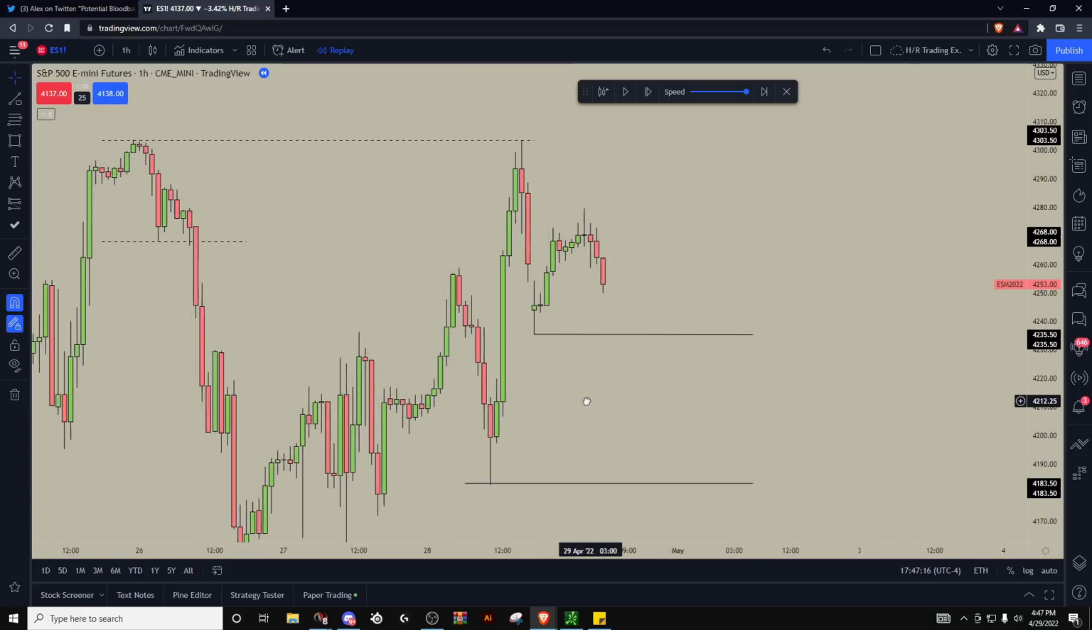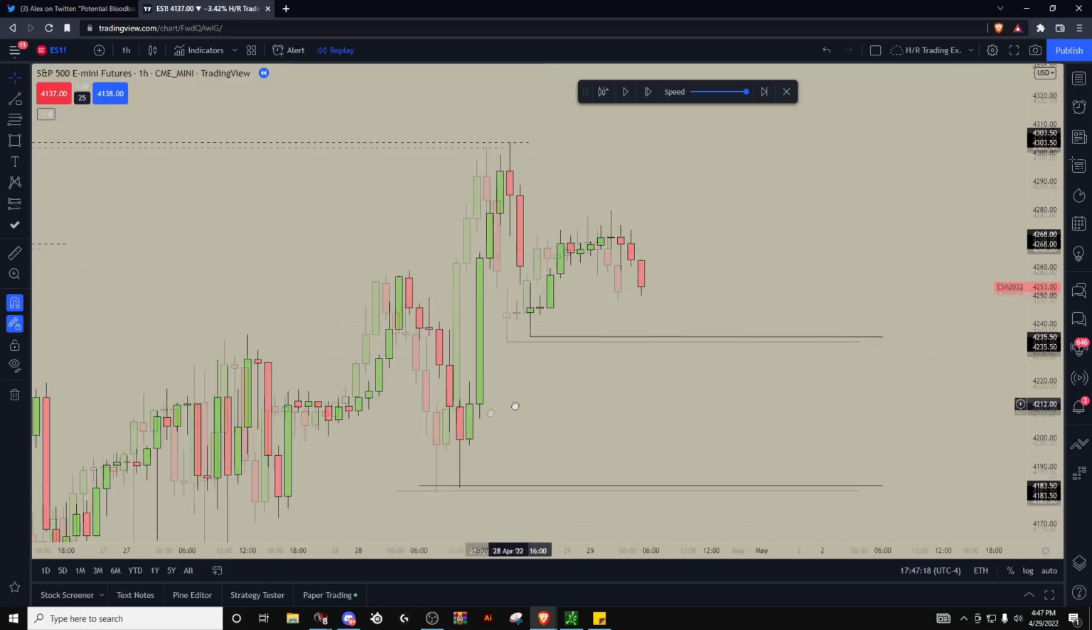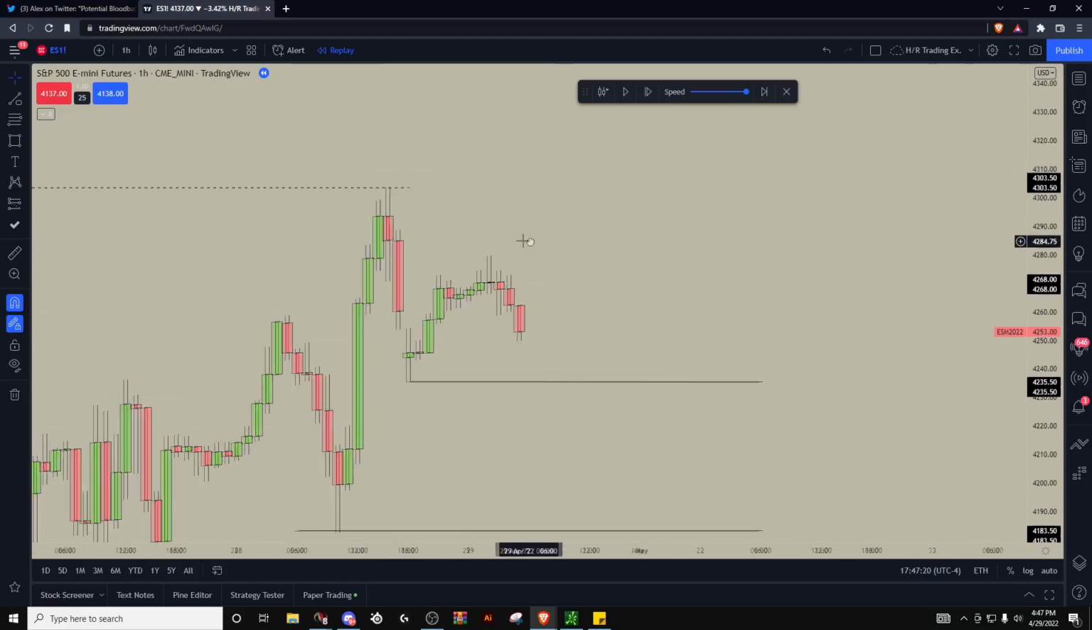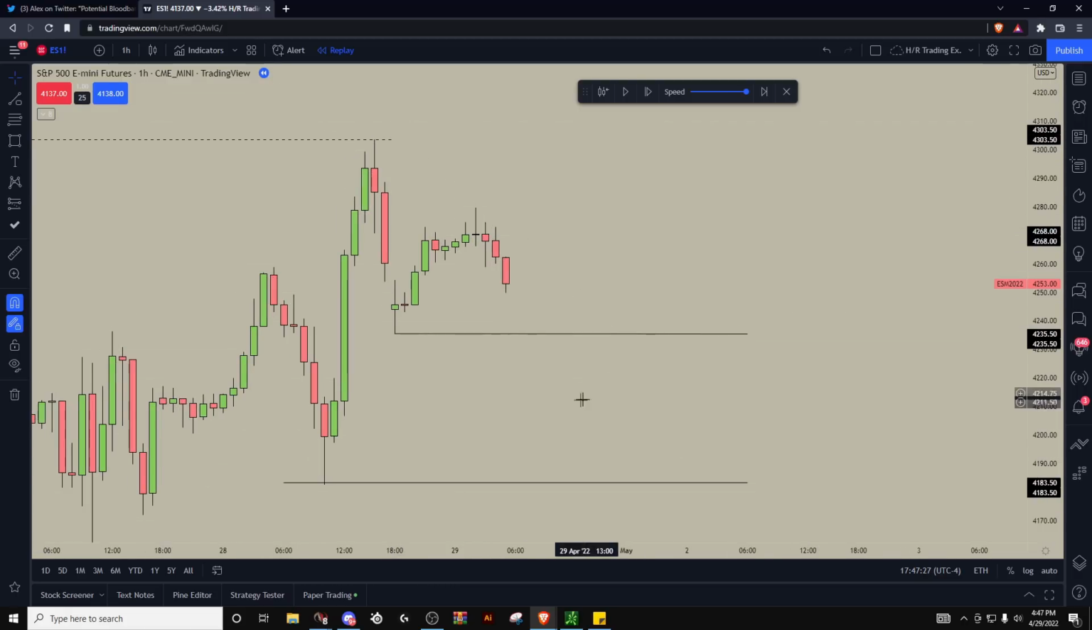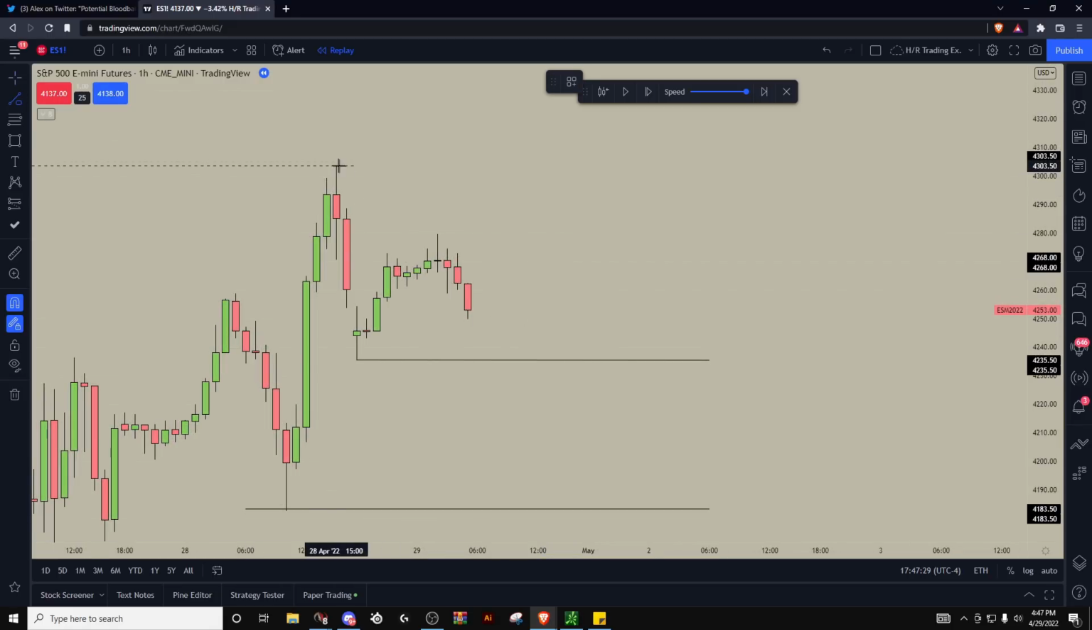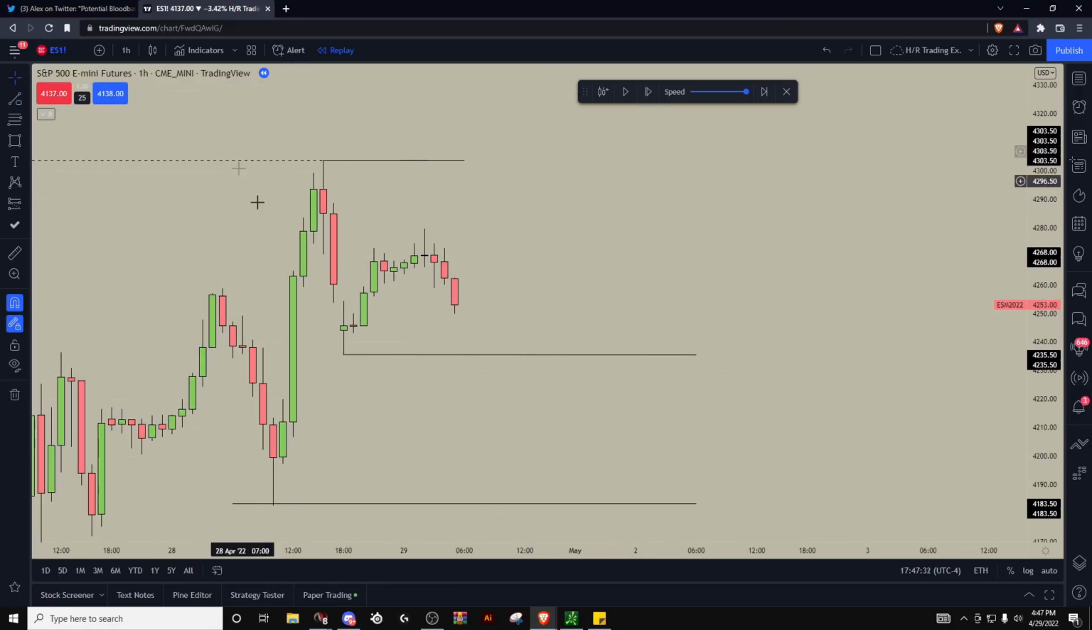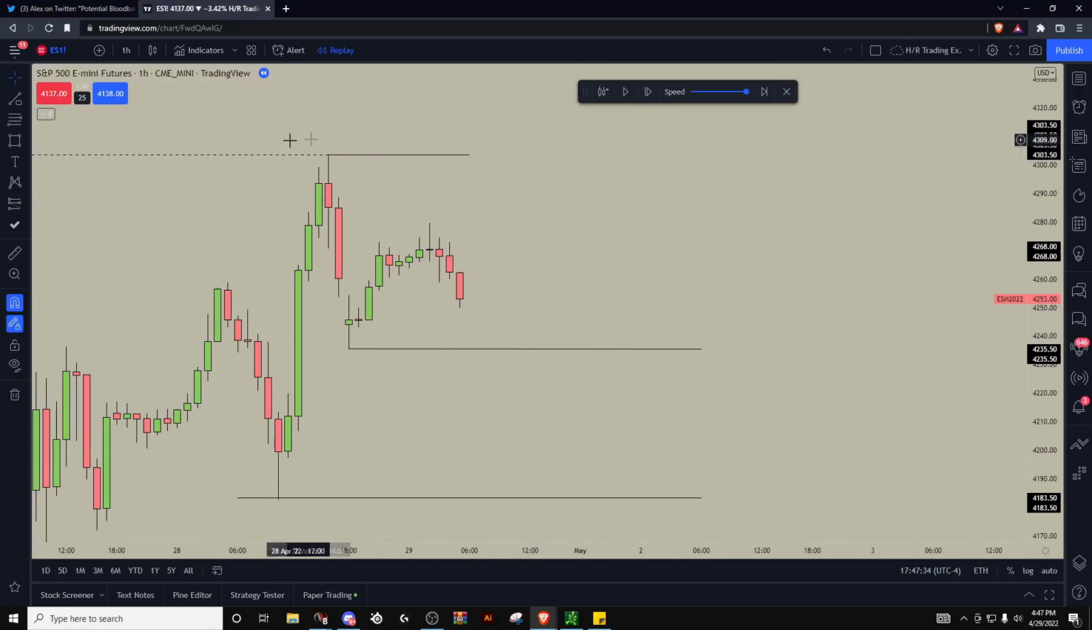So when ICT talks about bias and stuff, we're looking at this high, and we're not expecting this high to get taken out. Why is that? We have a fair value gap on the side of this high right here, and we're expecting lower prices, which means that this is our invalidation point, and we wouldn't expect price to go up there.